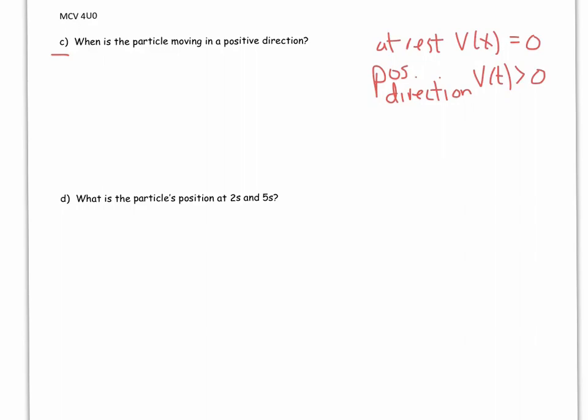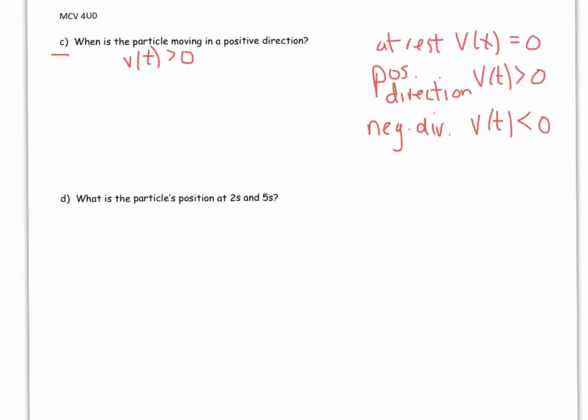This is kind of like when we used to talk about the IROC, which we know is the first derivative, and when we talked about that was increasing or decreasing. This is very similar to that, right? Okay, and then obviously a negative direction would be when v at t is less than 0. Okay, so for this question, if we return to our part C question, we're going to need to look at v at t, and we're going to want to find out when v at t is greater than 0. Okay, so we're going to solve a polynomial inequality here.